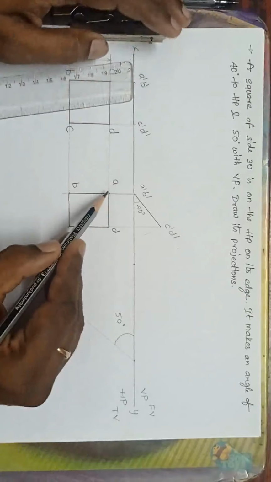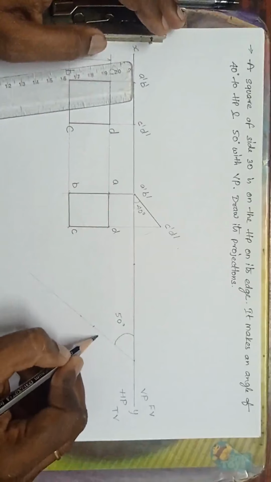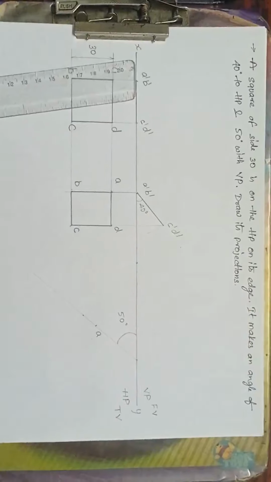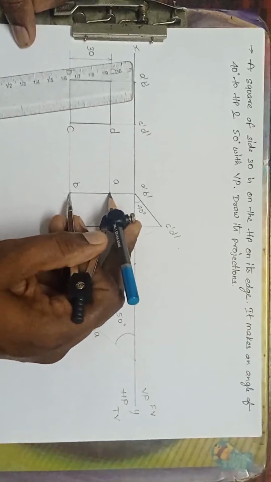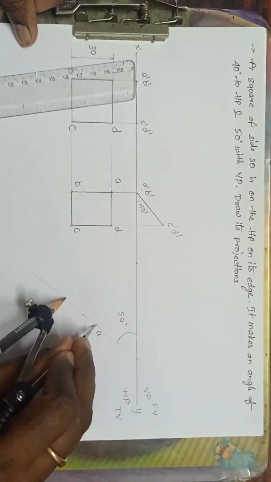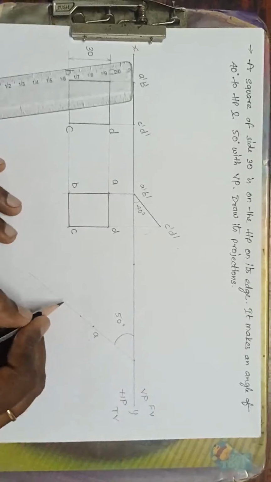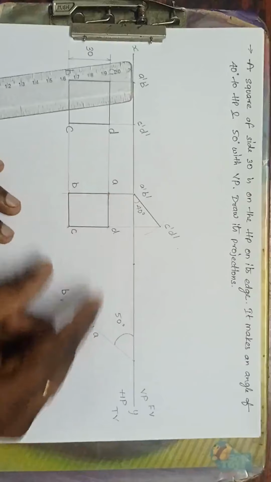Okay, so what I'll do, check this length AB. Mark any point A. Take a radius AB, with A as center, cut here. So what I'll get? I'll get point B. Yes, now I have got AB with the same length.